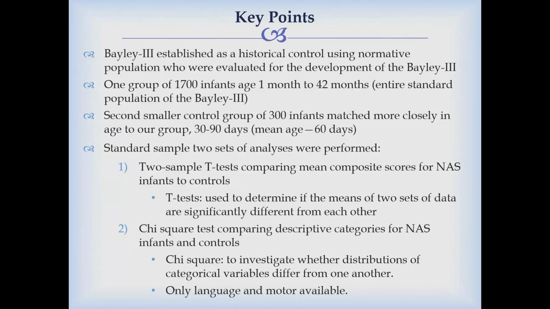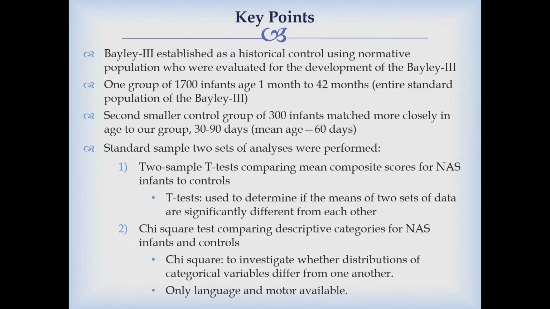Some key points to remember when we talk about statistical analysis. The Bailey was established as a historical control group using normative population who were evaluated for the development of the Bailey 3. One group of infants totaled 1,700 infants aged 1 month to 42 months, which is the entire standard population of the Bailey 3. A second smaller control group of 300 infants were used, which we were able to pull out from the Bailey with permission from them, that were matched more closely in age to our group with a mean age of 60 days. And again, our population was 58 days.